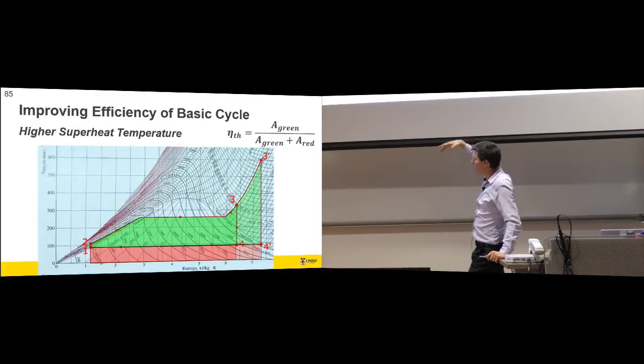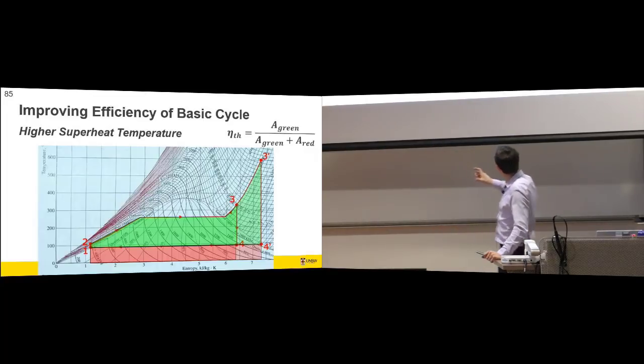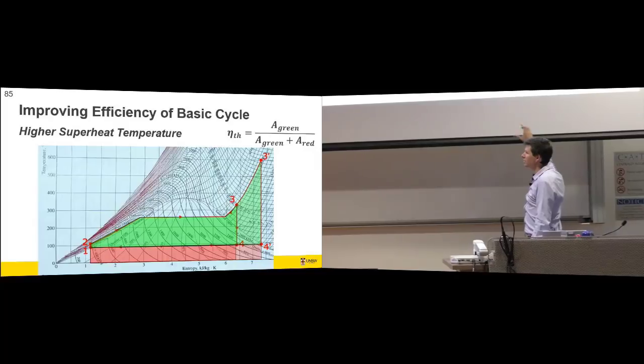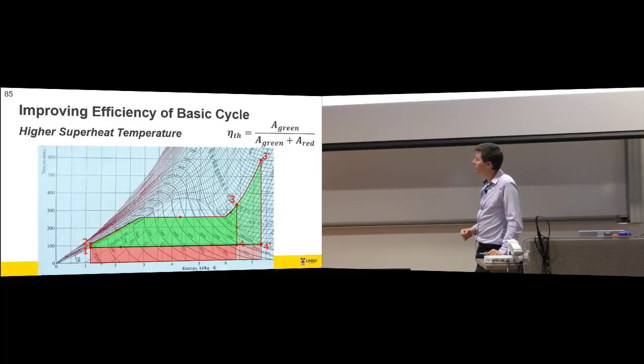It would be nice to think you could go to arbitrarily high temperatures, but there are obviously some limitations. We're getting quite a bit of work out of that right-hand side while increasing our heat rejection a little bit. So we can improve our thermal efficiency through those means.